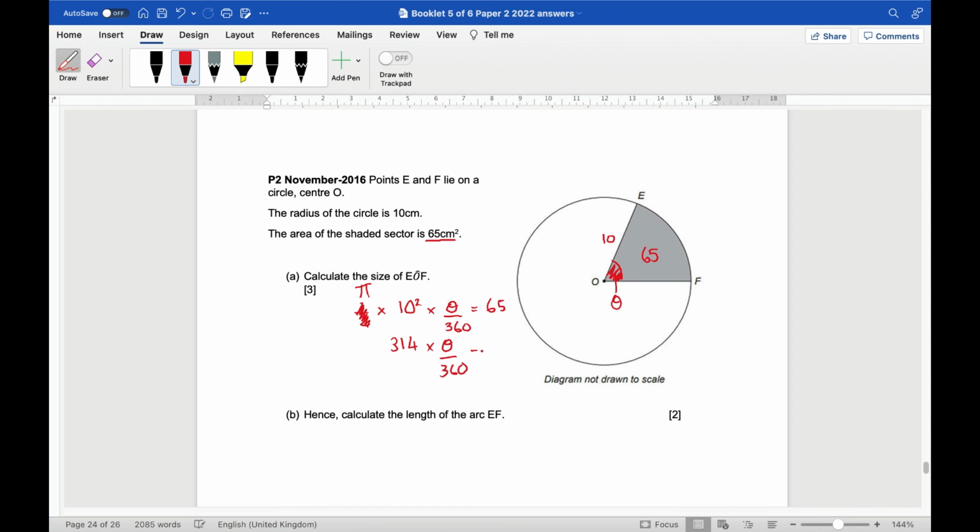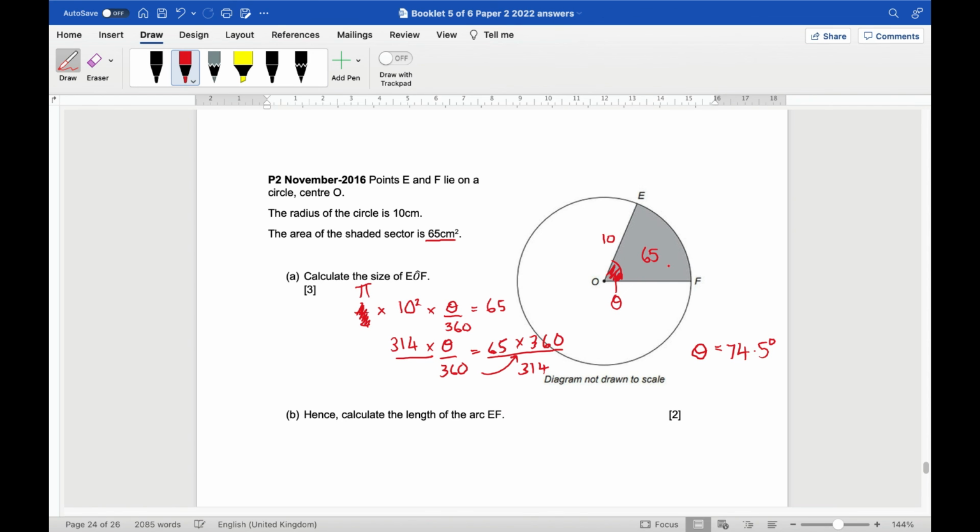and it doesn't matter what order I do this. The opposite of dividing by 360 is to times by 360, and the opposite of timesing by 314 is to divide by 314. So theta equals, I'll actually do this one, 65 times 360 divided by 314, which is 74.5 degrees to 1 decimal place.